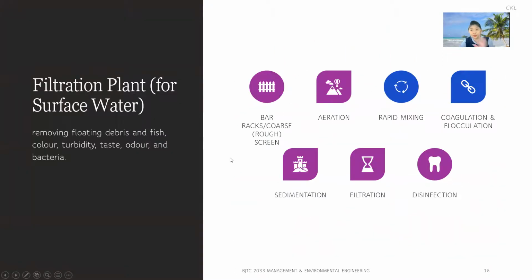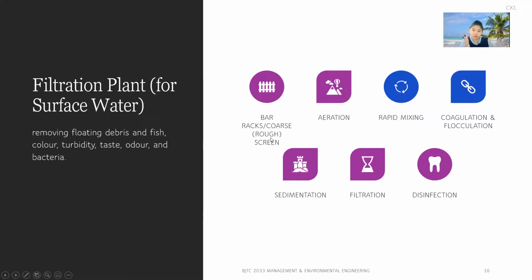Okay, so that one's for softening. Now we're looking into the filtration plants. The difference between the plants: you will see we still have aeration, rapid mixing, coagulation and flocculation actually in one category, sedimentation, filtration, and disinfection. There is nothing different. So the only difference is here. For softening, we have the softening process. For filtration, we have the bar rocks, or screen.